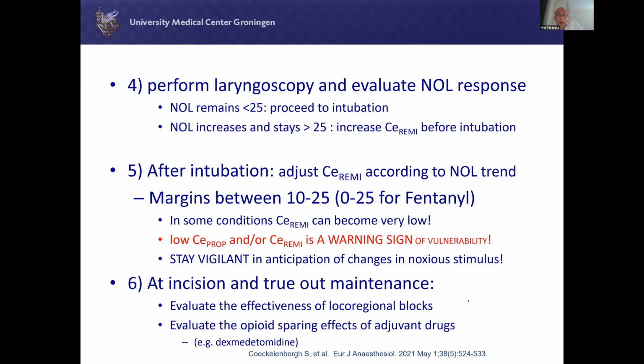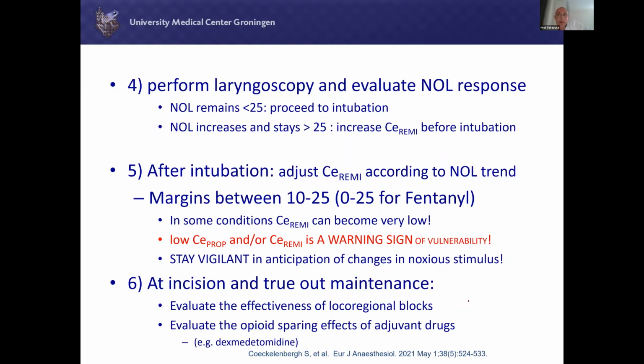I perform laryngoscopy, and that's an interesting event. This is the first noxious stimulus we administer as an anesthesiologist. At that time, we can have a look during 30 seconds, maybe even 15 seconds, whether there's a sudden response on the NOL. If I see an immediate response on the NOL, I stop my laryngoscopy and first increase my remifentanil. Because intubation has a higher stimulating activity than laryngoscopy, I want to prepare for a higher intensity of stimulation. So if the NOL does not increase, I remain at my remifentanil and I go to intubation.